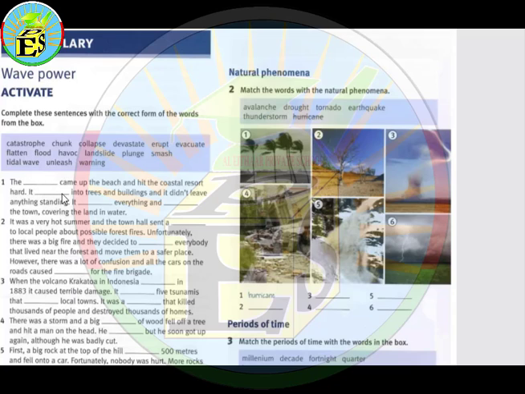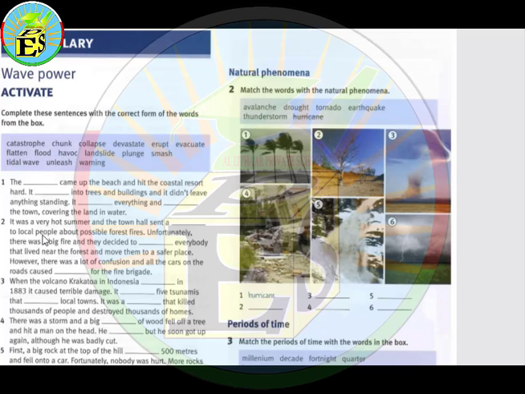Shall you complete the sentences here? Let's do them together. The first one, the tidal wave. Correct. The tidal wave came up the beach and hit the coastal resort hard. So the first one, tidal wave. Okay. It what into trees and buildings? It is smashed. Excellent. Here, it everything and the town covering the land in water. It flattened. It flattened everything and when everything is covered in water, what do we call it? Flooded. So this one flattened and this one flooded.